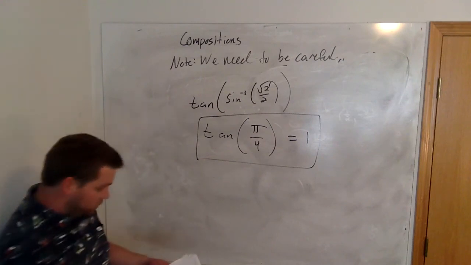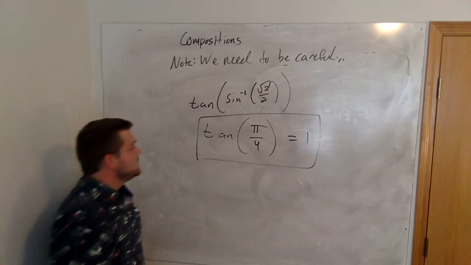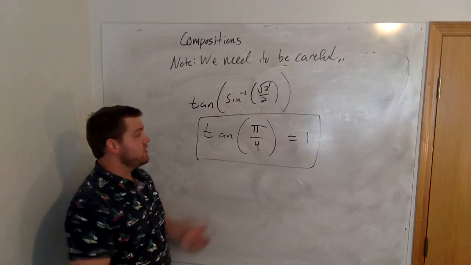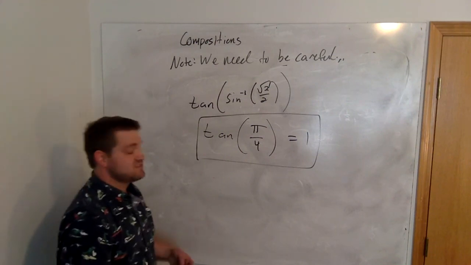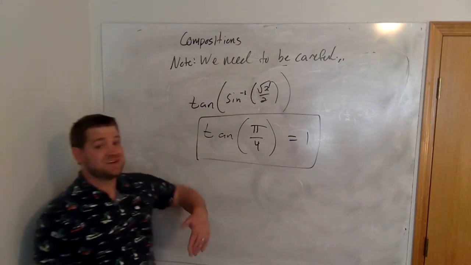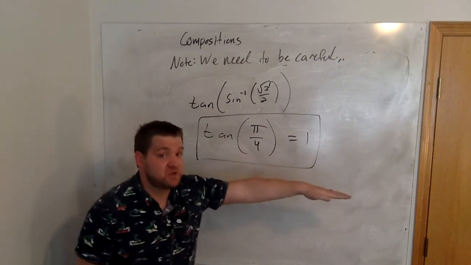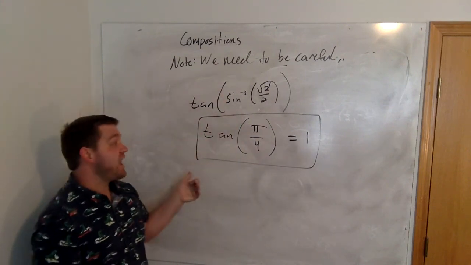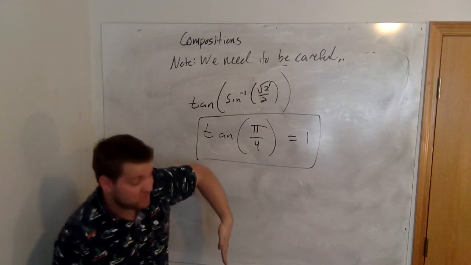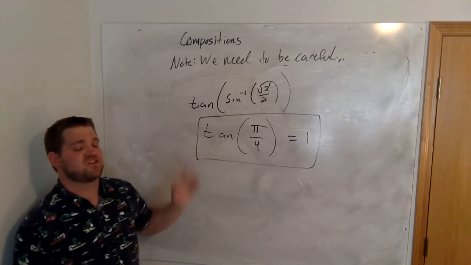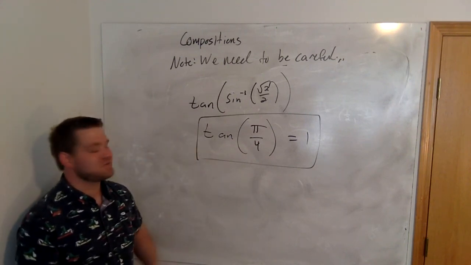Okay. So that's how we work with the inverse trig functions. You just have to be a little bit careful with them. You have to really remember that sine inverse spits out angles between negative pi over 2 and pi over 2. Cosine inverse spits out angles between 0 and pi. Tan inverse spits out angles between negative pi over 2 and pi over 2. Be a little bit careful. Draw a unit circle. You'll be good to go.